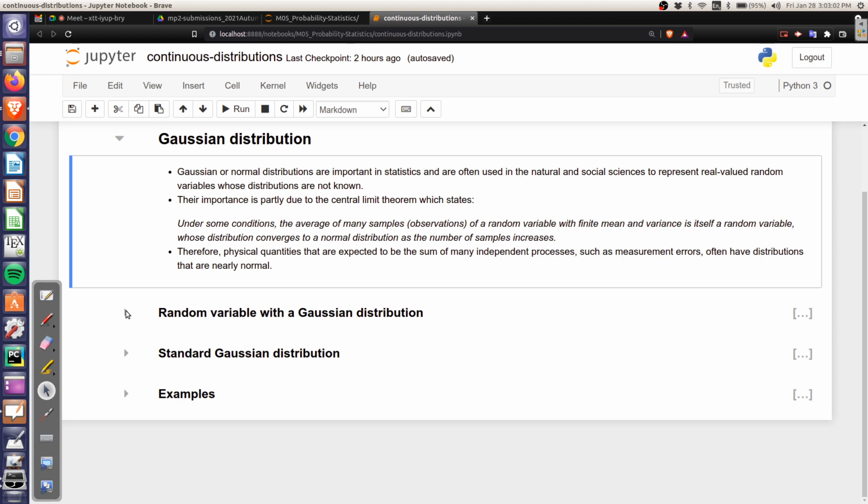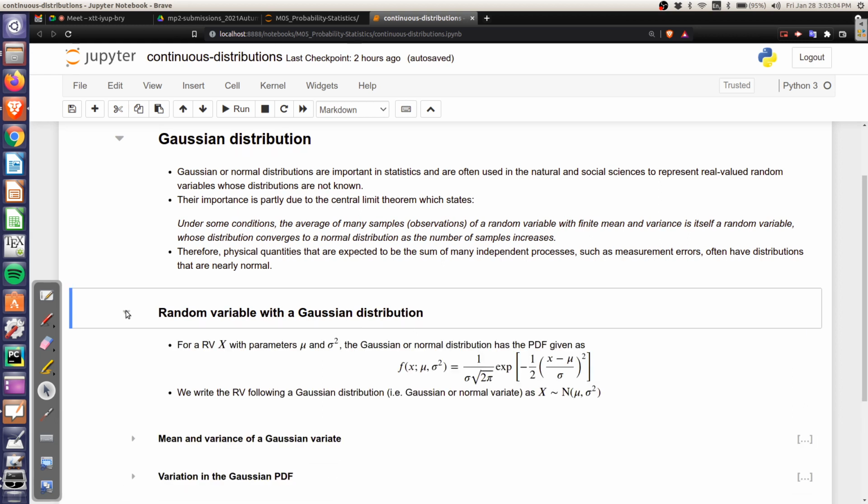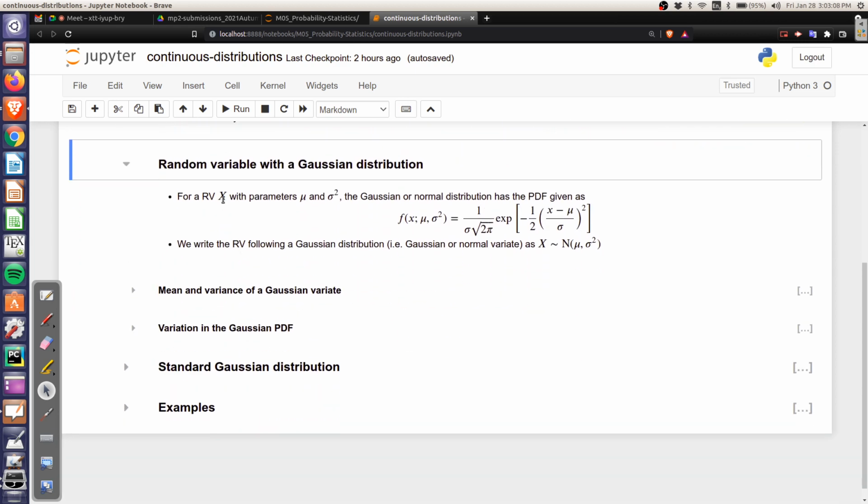Now we can also define a random variable which has a Gaussian distribution. It is defined like this. Suppose I have a random variable x and it has some parameters. One parameter is mu and another parameter is sigma squared. By now you already know what mu and sigma squared are, because we have already discussed this in the previous class. Mu is the mean and sigma squared is the variance. But let's just say that we have some parameters mu and sigma squared.